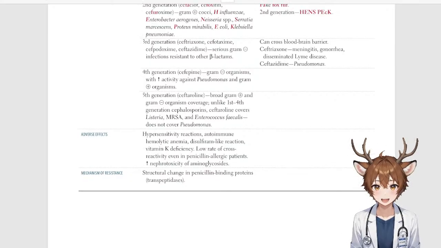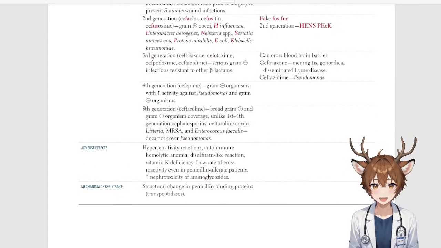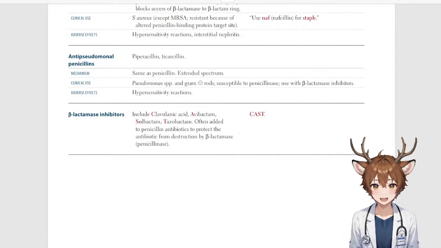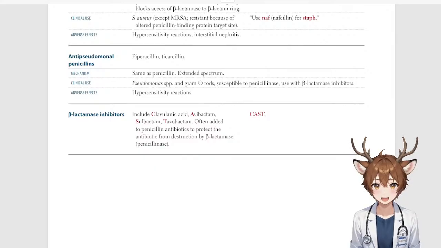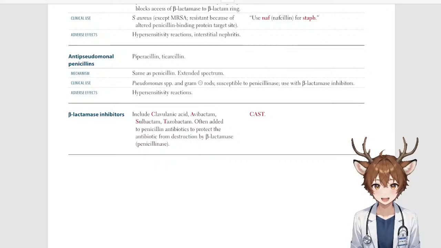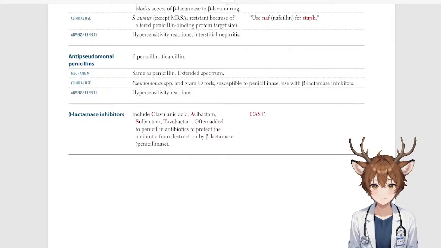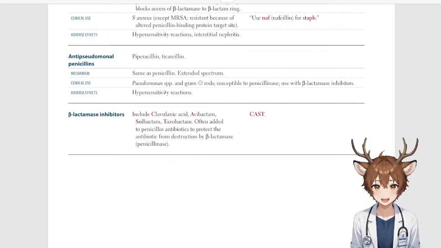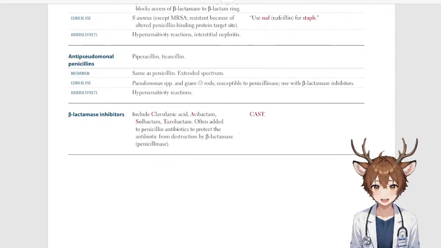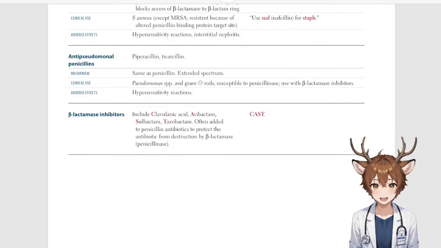What about beta-lactamase inhibitors? We were talking a lot about beta-lactamases, cephalosporinases, penicillinases. What can counteract the beta-lactamases? This includes clavulanic acid, avibactam, sulbactam, tazobactam, often added to penicillin antibiotics to protect the antibiotic from destruction by beta-lactamase. The learning device is CAST: amoxicillin clavulanate, ceftazidime avibactam, ampicillin sulbactam. These are like combos. Ampicillin sulbactam and piperacillin tazobactam.